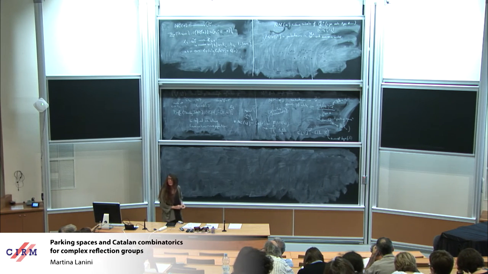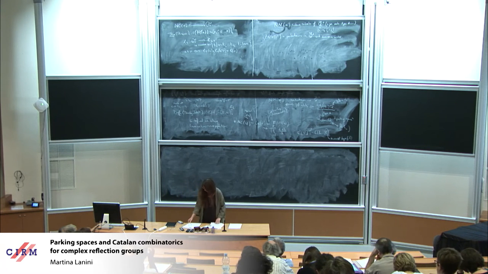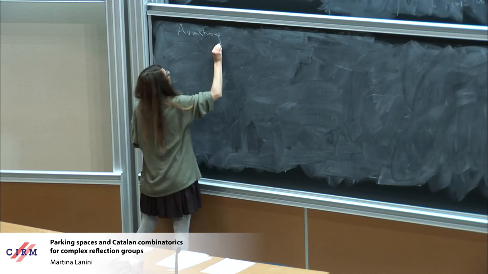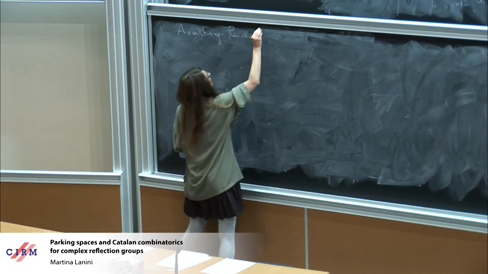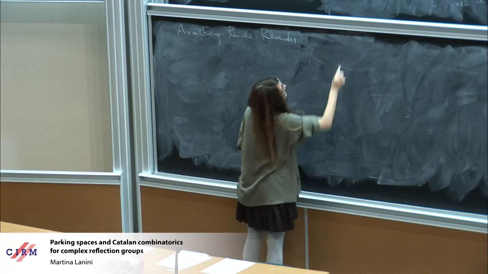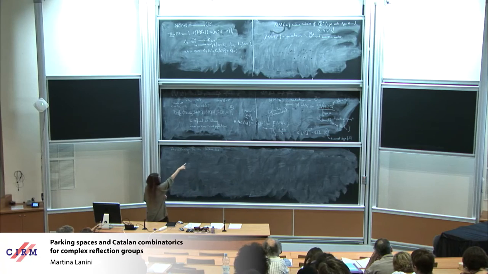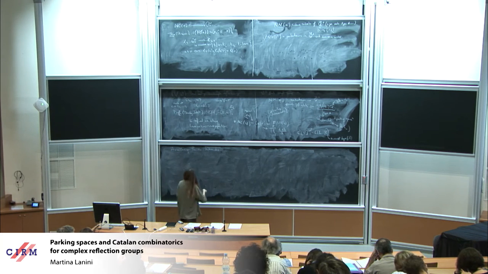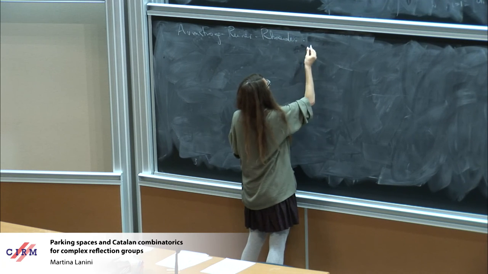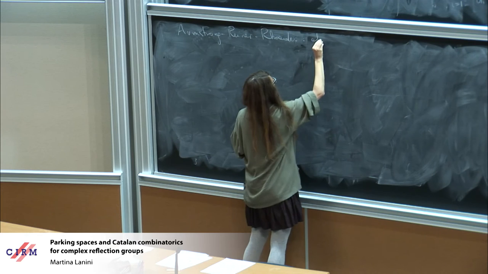So what are we going to do? What I'm going to tell you is what Armstrong, Reiner and Rhoades proposed as a substitute for N and W in a more general setting. Let's say Rhoades, and that's something they call algebraic parking space.